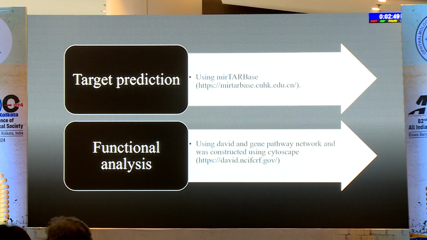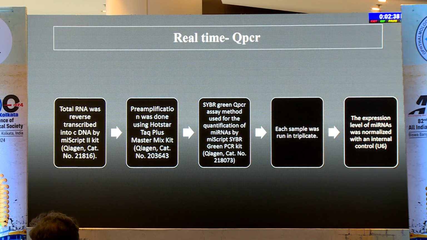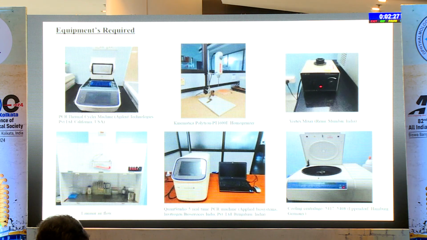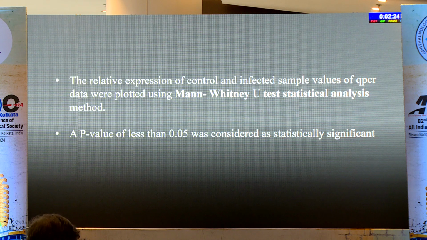For target prediction, we used an online miRTar-based tool. For functional analysis, a gene pathway network was constructed using Cytoscape. These are all online tools. Then real-time qPCR was done using the available kits, and the expression level of miRNA was compared with an internal control, U6. These were the equipments. Statistical analysis was done by Mann-Whitney U test, and a p-value of less than 0.05 was considered significant.